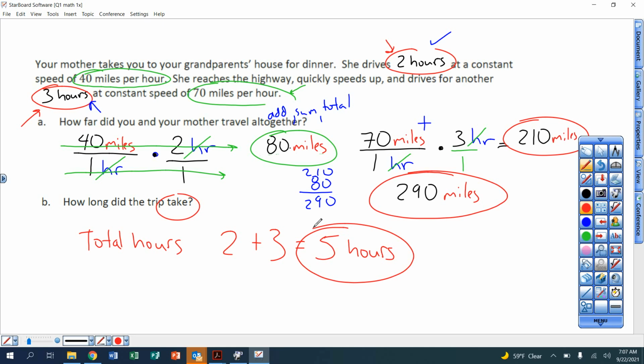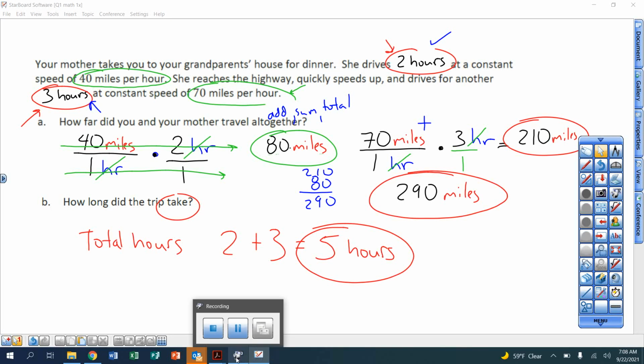Alright, so there you go, a double unit rate problem where you're timesing not dollars per hour or dollars per pound, you're timesing miles per hour times hours, but you're doing it for 2 separate times, adding that total. So this should help you for the problem.